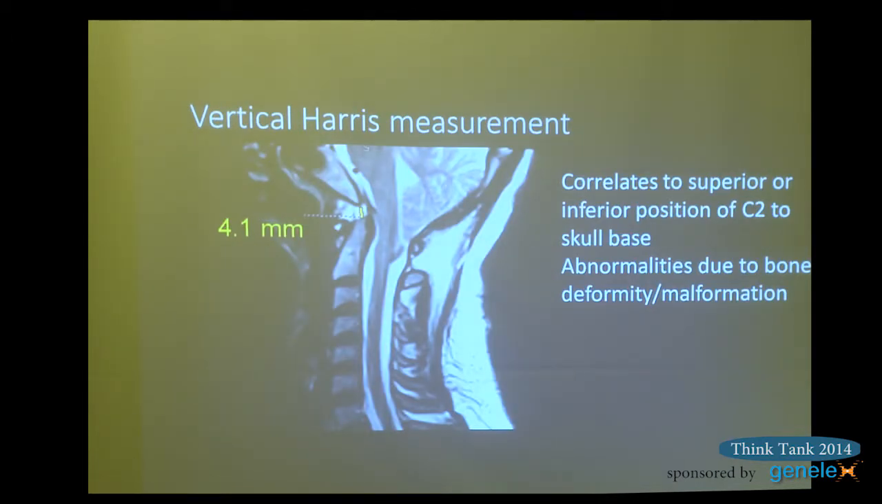Vertical Harris measurement correlates to the position of skull base to the tip of the odontoid. Part of the question or problems with this is the skull base deforming to allow the neck to move, or the cervical spine to move further up into the lower part of the brain? This is a way of looking at a secondary problem.